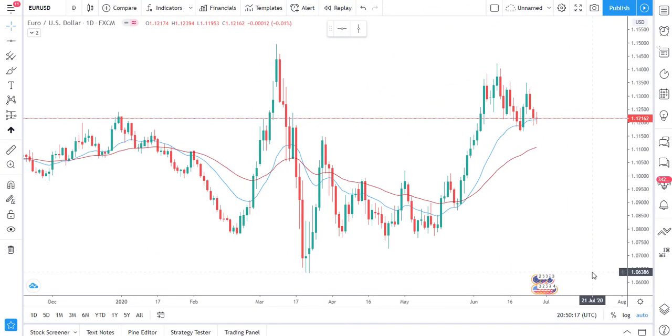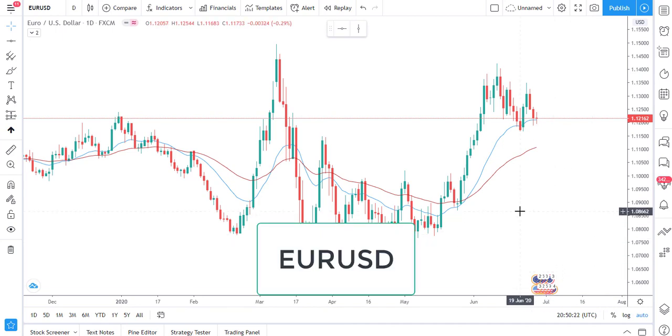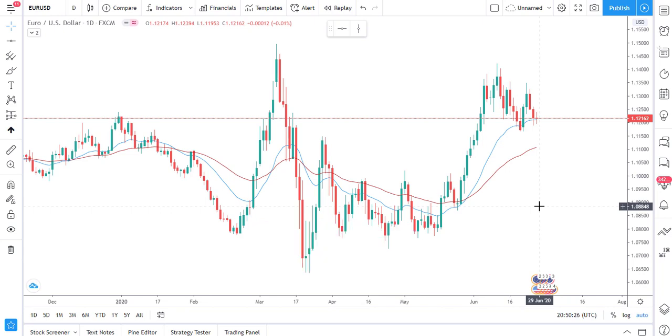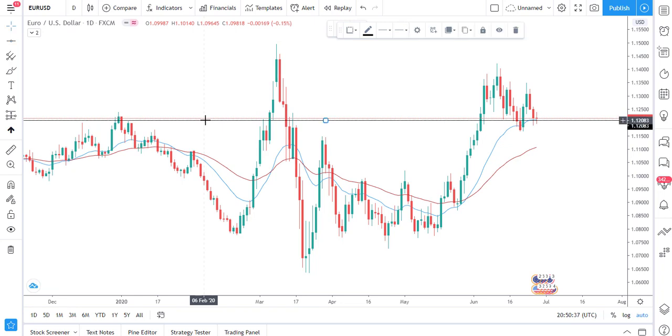So the next pair we're going to be looking at is the euro dollar, the EUR/USD. In this pair I'm predicting a buy, and I'm going to quickly show the reason for my thesis. Now I'm going to quickly draw in my support, and my support is basically at this area where price is close to right now.